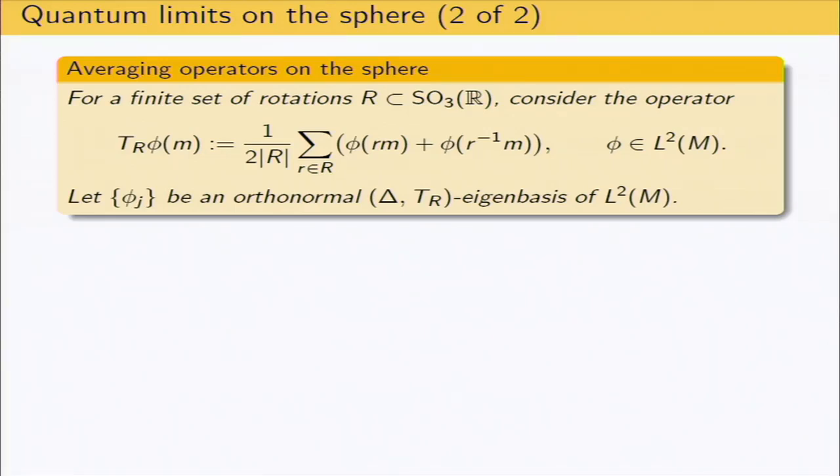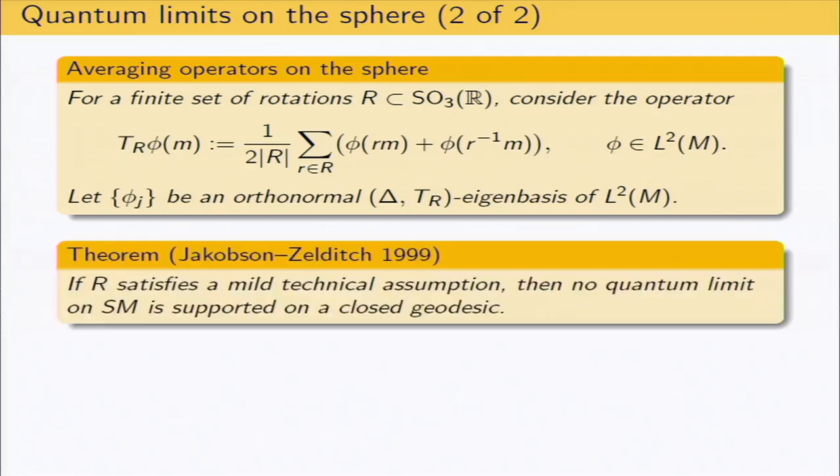Now, such an eigenbasis will have some special features. First, in the same paper there is this interesting theorem by Jakobson and Zelditch, which says that under a mild technical assumption, no quantum limit is supported on a closed geodesic. So at least you can rule out one of the quantum limits in the standard basis picture.